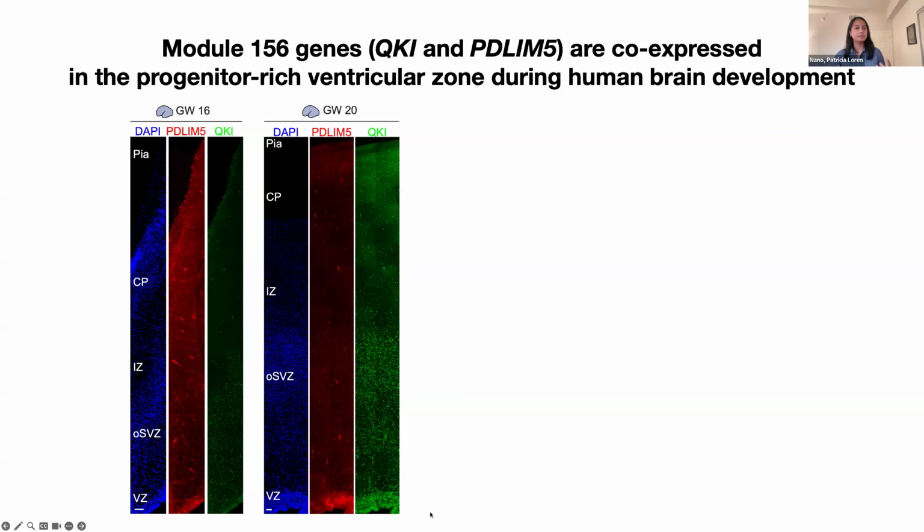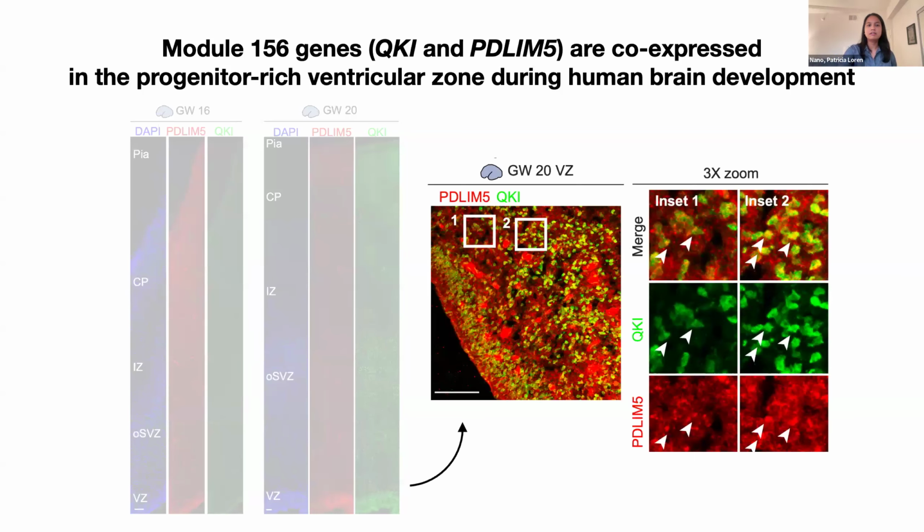One is QKI, a transcription factor that's already been linked to glia biology. It's a nice positive control. The other is PIDLM5. It's a staphyloid protein that has not been linked to glia before. If we zoom in to the progenitor-rich ventricular zone here, what we found in these developing human primary cortical tissues is that QKI-positive nuclei in green are surrounded by PIDLM5 punctate staining, lending support that this module exists in progenitor cells and may play a role in switching those cells from neurogenesis to gliogenesis.